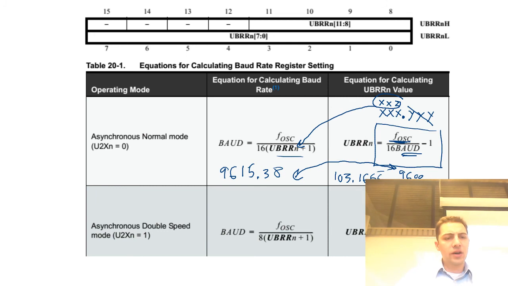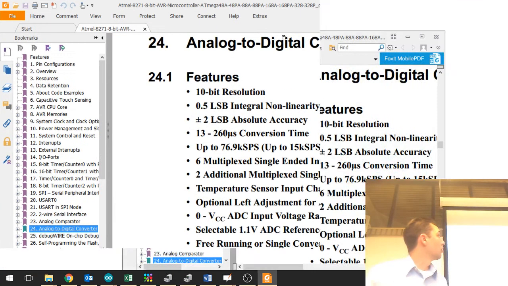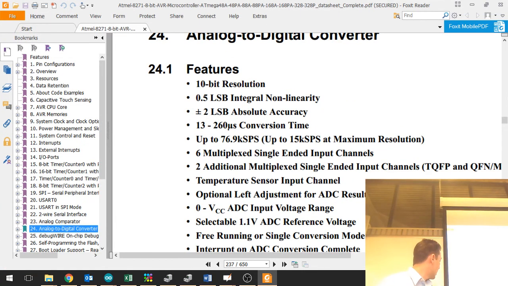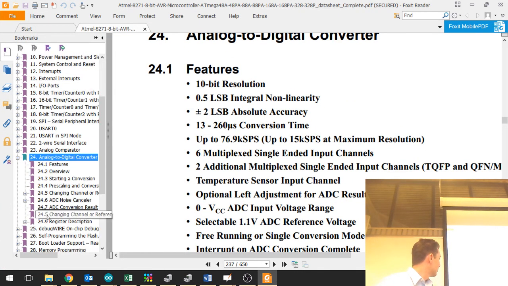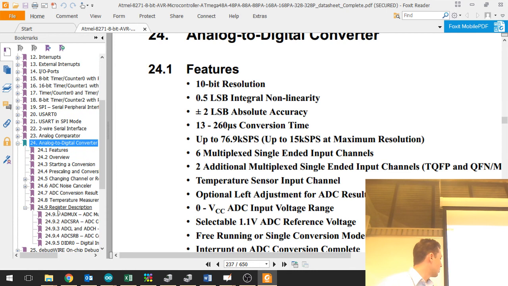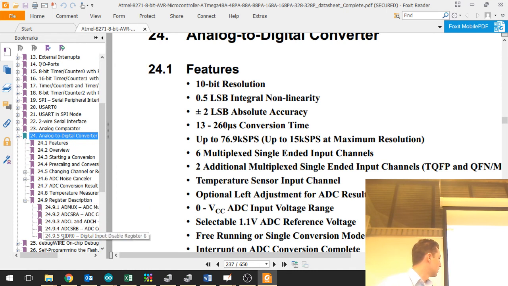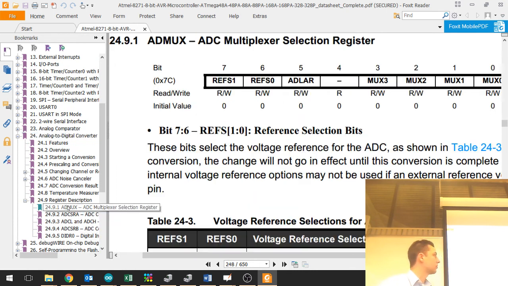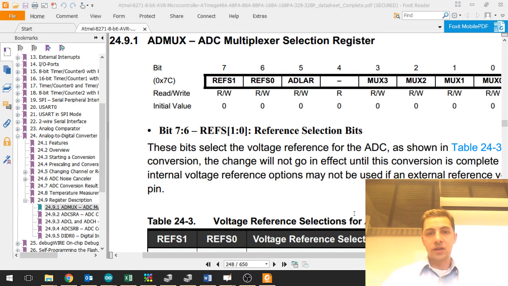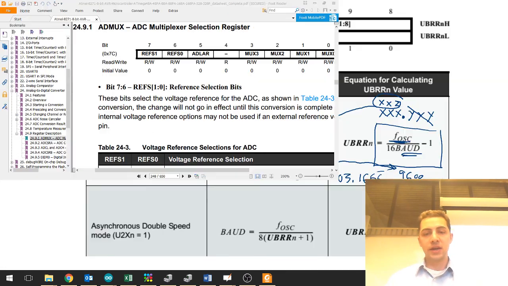So let me just do a quick go over the analog to digital converter real fast. So the analog to digital converter, same register setups. We've got some control and status registers. So let's talk about the first one here. Actually, I'm going to do this here. I'm going to go duplicate.